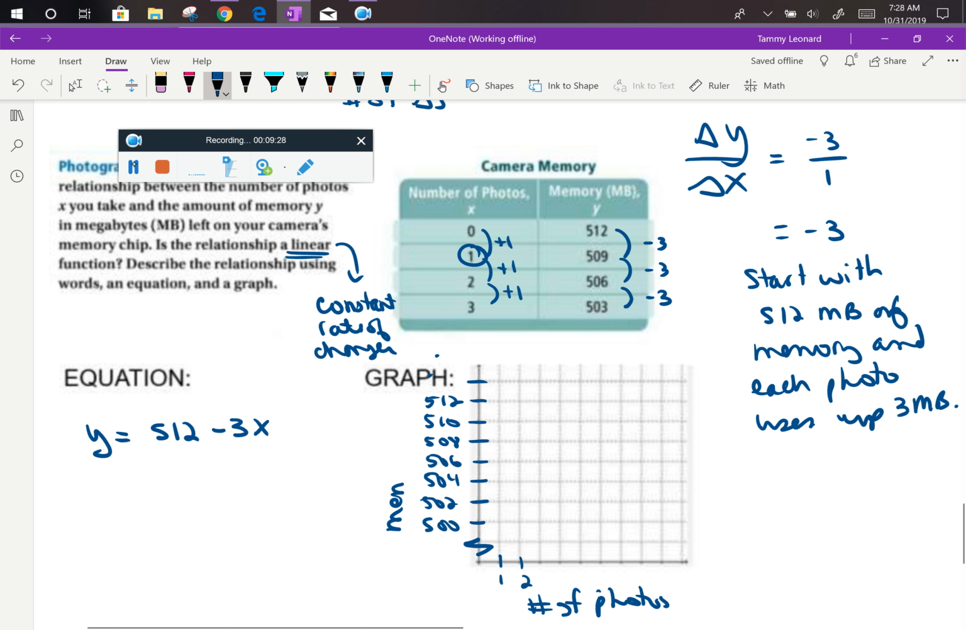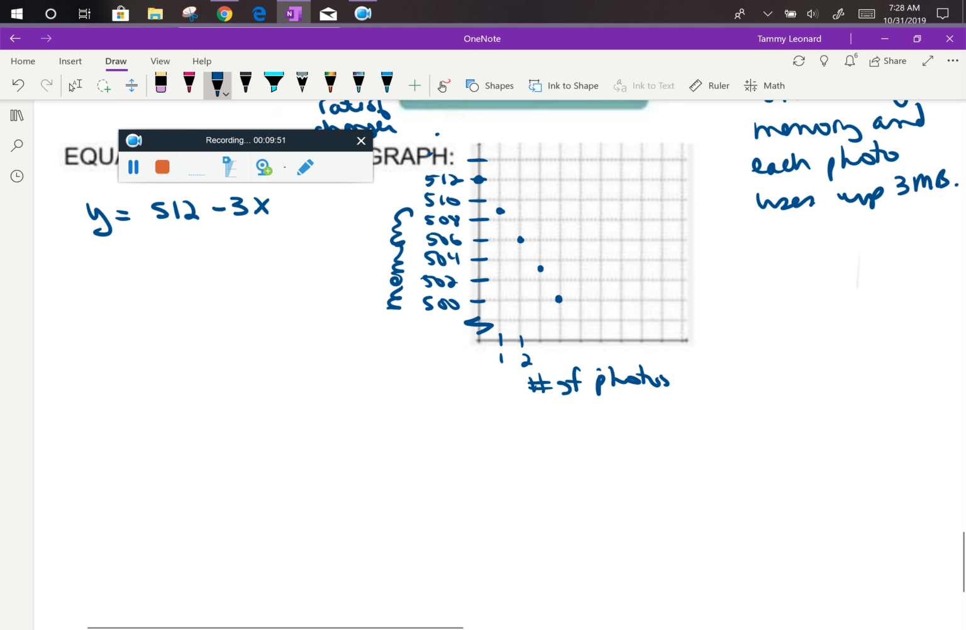So what we're saying is that the scale is constant above the breaking point. So we're starting at 512, and we're coming down 3 with each photo that we take. And again, we can see that we have a linear relationship. Those points look like they lie on a line.